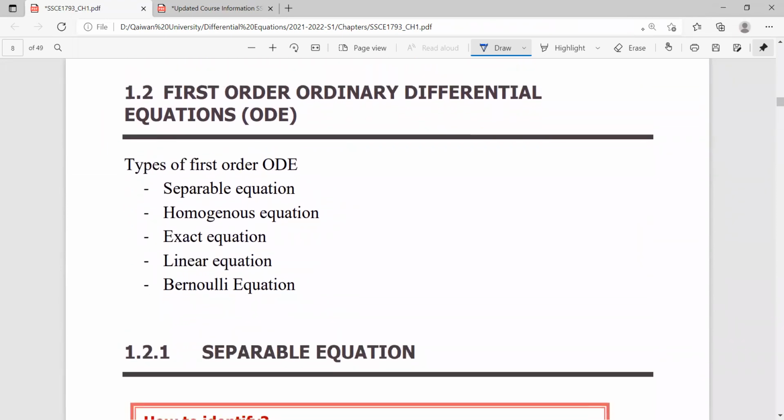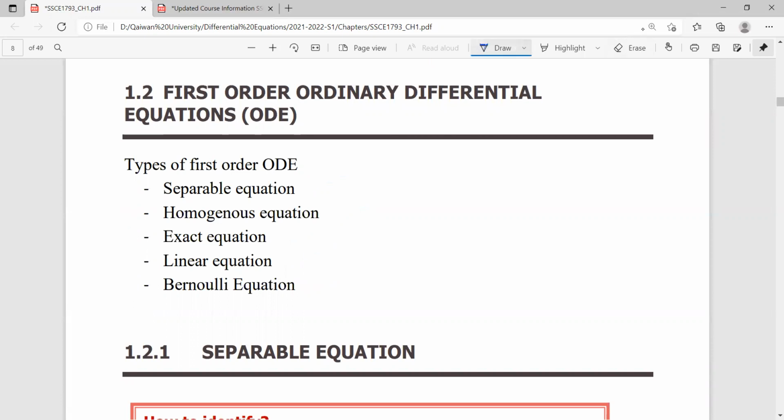Now we have section 2. As I said, we have 5 methods for solving first order differential equations. First is separable equation. Second is homogeneous equation. Then exact equation, linear equation, and Bernoulli equation. The most important thing here is to recognize which of these the equation is. Maybe we have some equations that could be solved by more than one method.